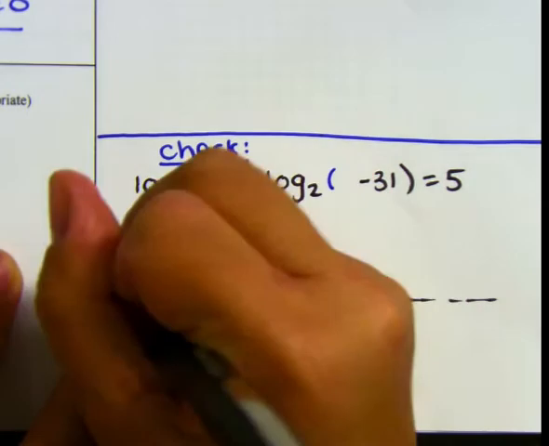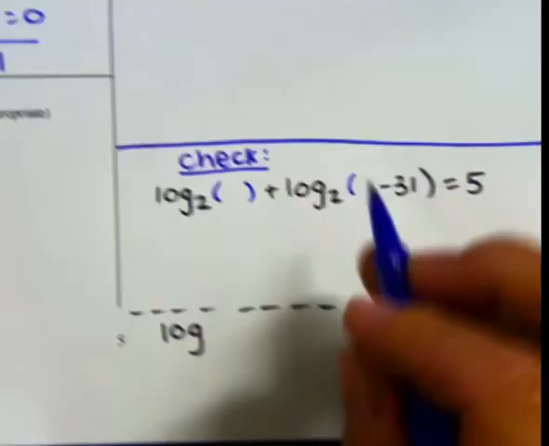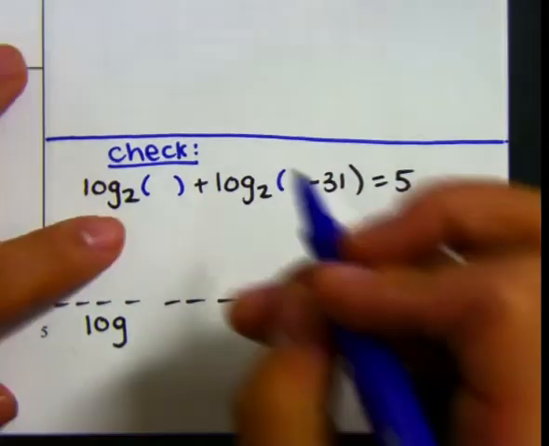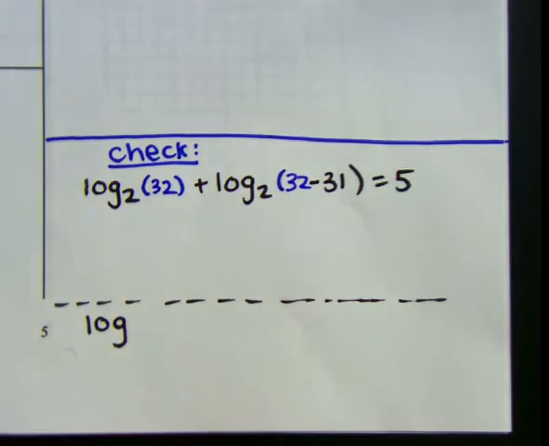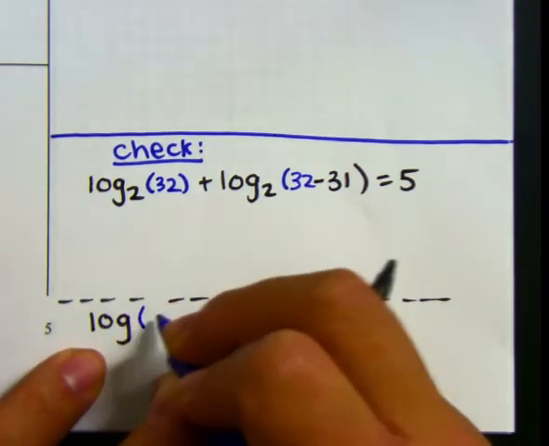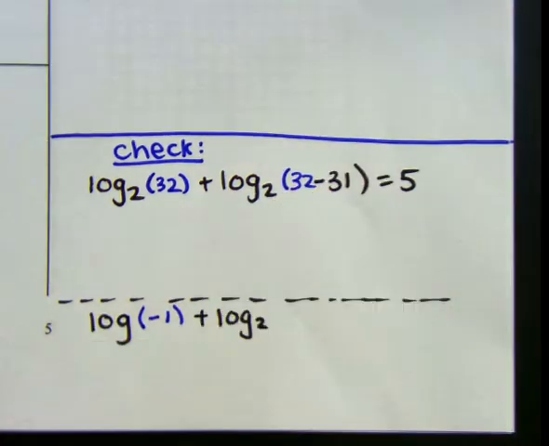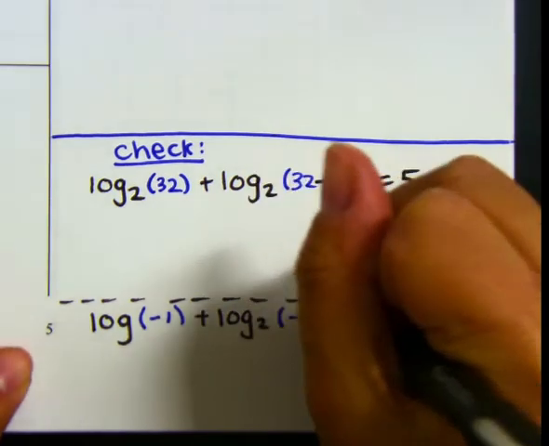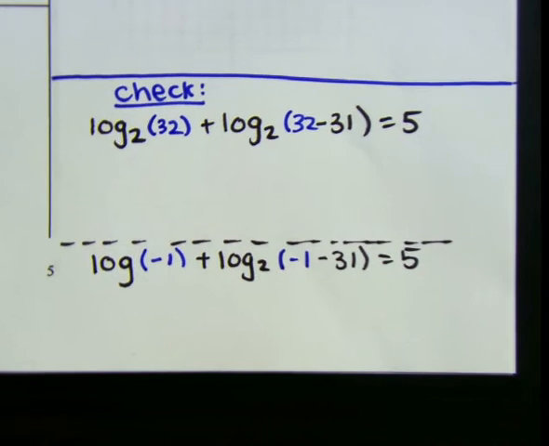And then the other one we have to do, plug in for negative 1. So the first one I'll plug in a 32 wherever I see the v's. So here's 32, and here is 32. I do the same thing, so here I'm going to plug in a negative 1, plus log base 2 of negative 1 minus 31 equals 5. And let's see if this works.